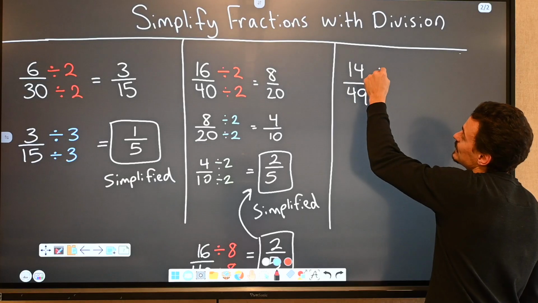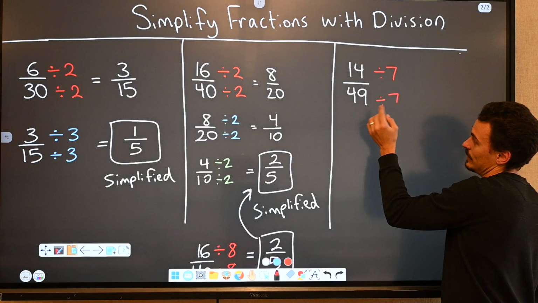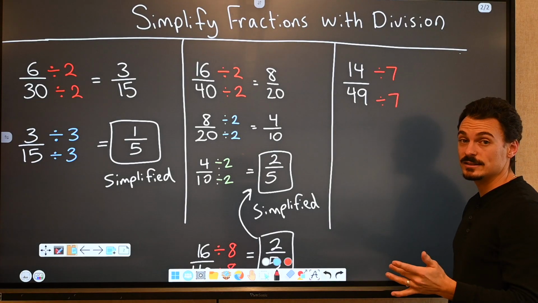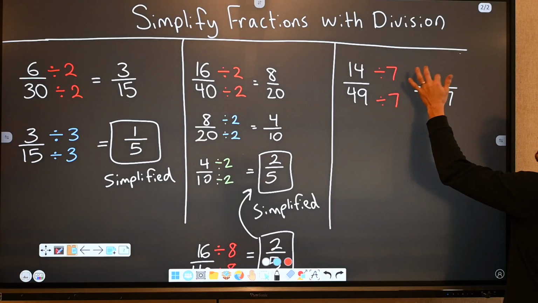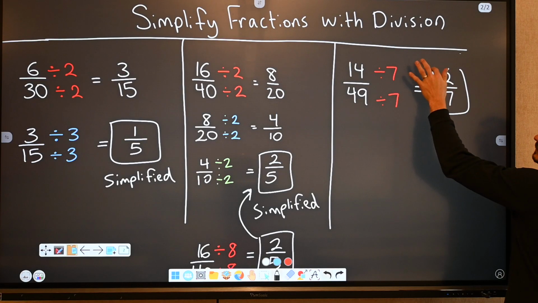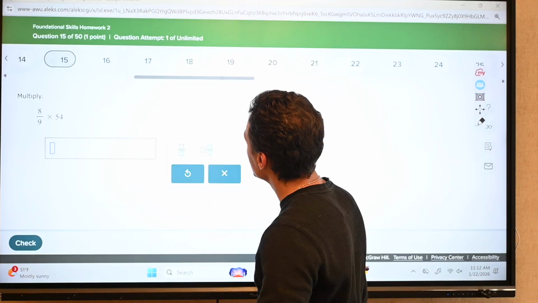So if you divide that by 7, you need to check to see if 49 is divisible by 7, which it is. 49 divided by 7 is 7. So you get 2 out of 7. Okay? So let's jump to multiplying fractions.